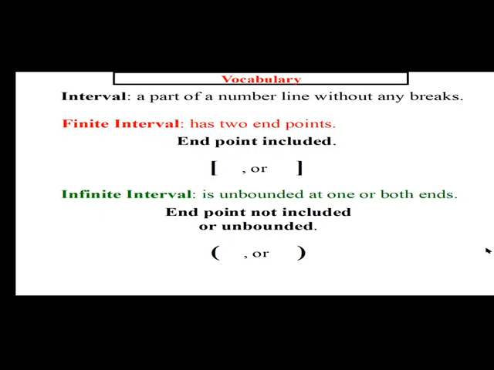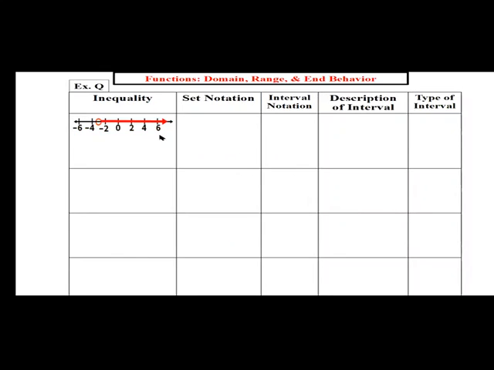So to get us started, I'm going to give you a table for you to make, and then you're going to copy the graph, and then I'm going to walk you through the first one, and then we're going to do the next three together, okay? Here we go. Example Q. Copy this table, please. The first column, label it inequality. The next column, label it set notation. The next column, interval notation. The next column, description of interval.